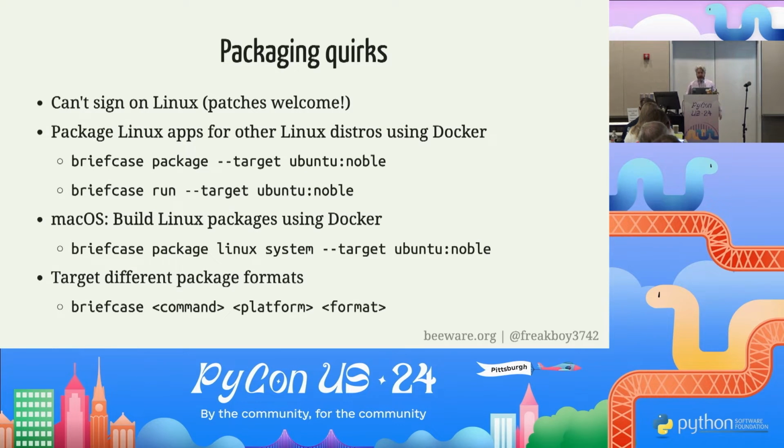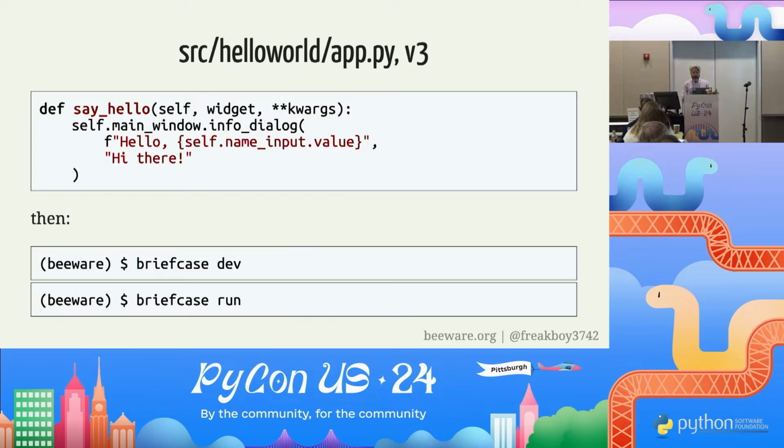Okay, so we have packaged our application. We then distribute it to our users and profit, right? So then someone finds a bug or finds a new feature. We need to modify our application. So let's make a little tweak to our application. Edit app.py, replace the implementation of say_hello with a new body. So instead of printing to the console, we're going to pop up a little GUI dialog that says hello, name of user, hi there.